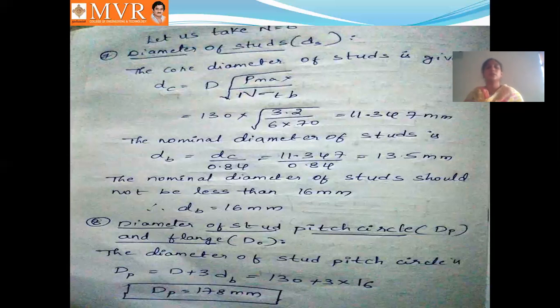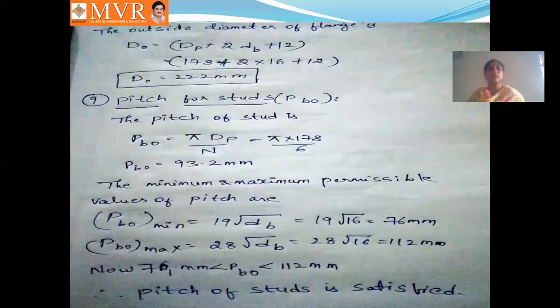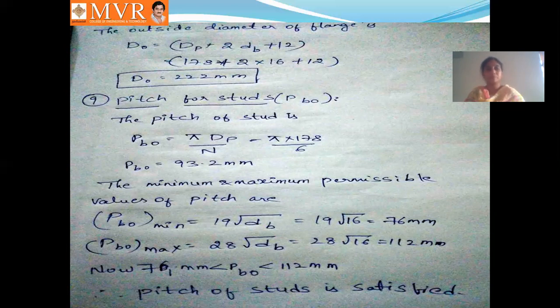Diameter of structure ds. The core diameter of the structure we can also take like this. The outside diameter of the flange is D naught. D naught is equal to dt plus 2 dp plus 12. dp is nothing but 172 plus 2 into 16 plus 12. We will get the D naught value.